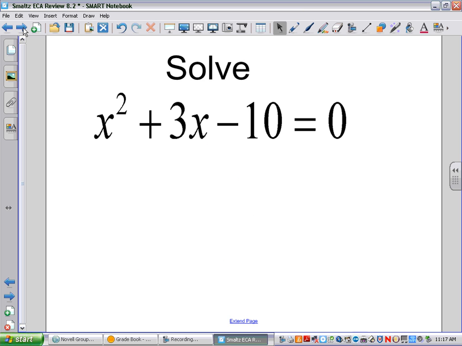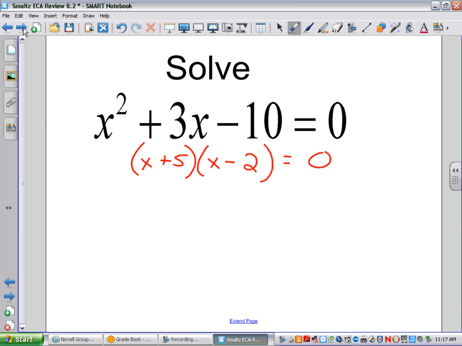Look at the next one. Start off by factoring. Factor the trinomial into two binomials. So I need two numbers that multiply to make -10. Watch your sign, -10. And add to make +3. That would be an x plus 5 and an x minus 2.